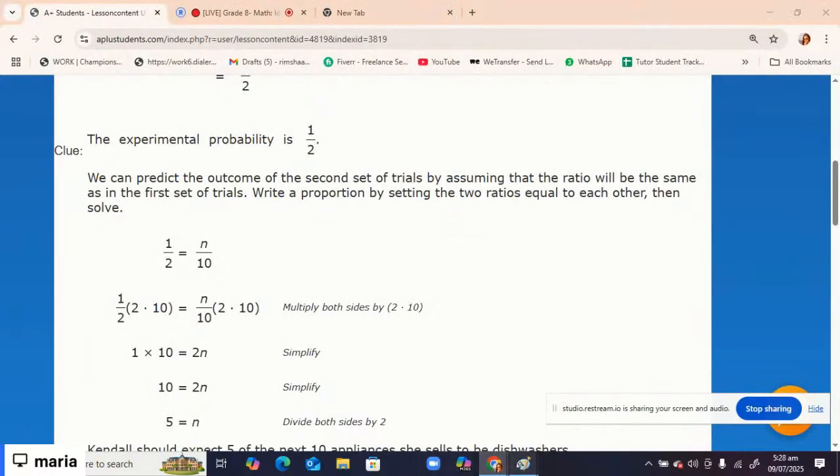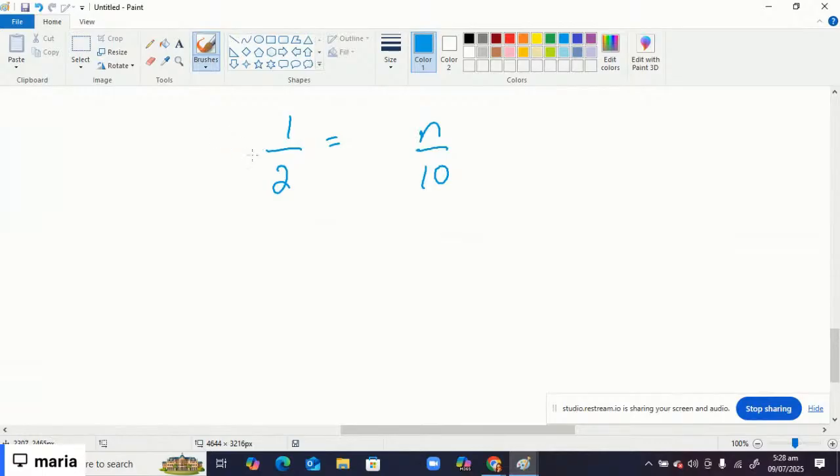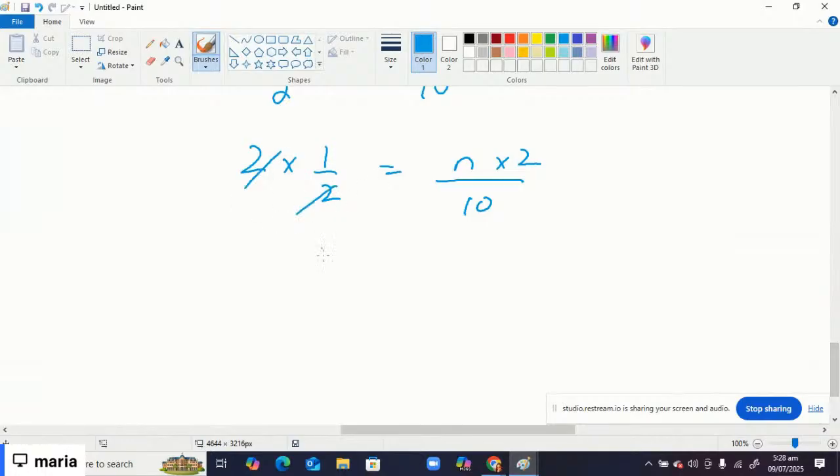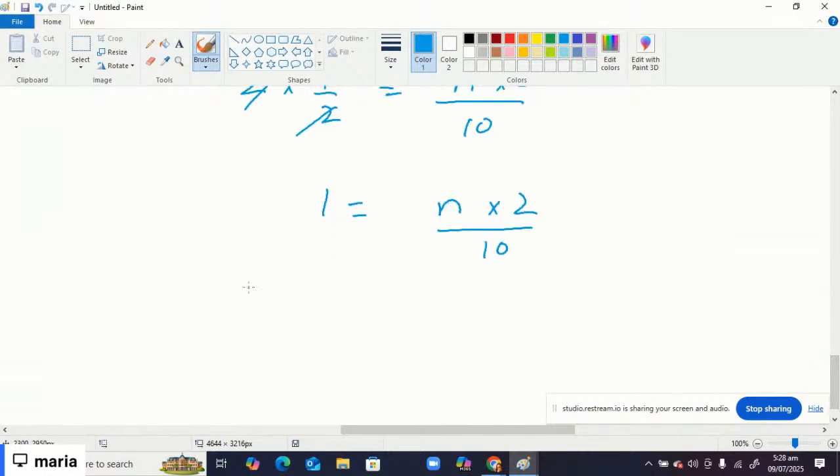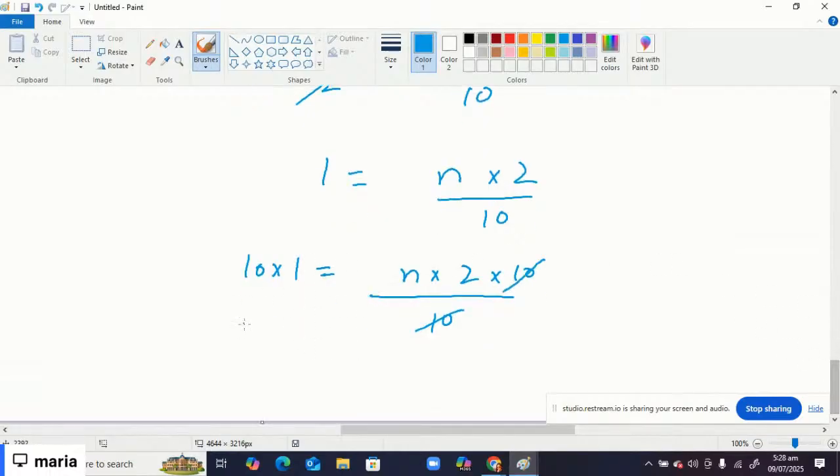What we do for that, we are going to multiply both sides first of all with 2. 2 times 1 by 2, 2 times n over 10. So this 2 and 2 should cancel out, and here is 1. Then n times 2 over 10. Now both sides are multiplied with 10. 10 times 1, n times 2 times 10 over 10. So this 10 should be cancelled. And now 10 times 1 is 10, equal to n times 2.